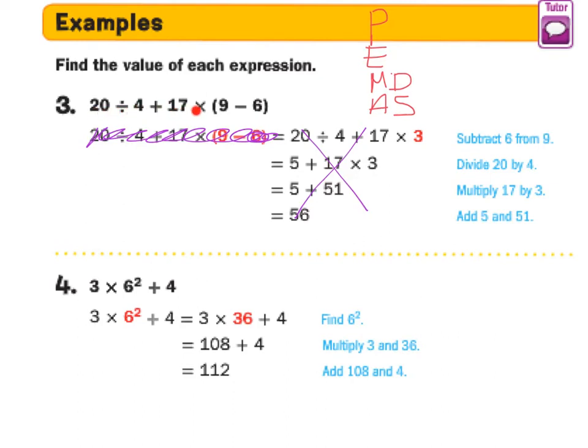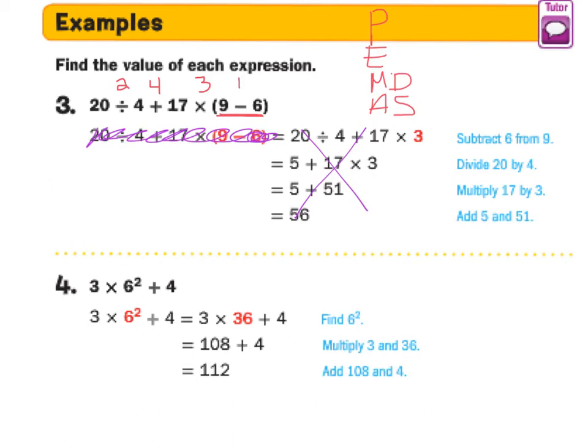So looking through here, I do have parentheses. So that's where I'm going to work first. Now going through it again, I do not see any exponents. Now I'm looking for multiplication and division, and I see division as well as multiplication. And the division is on the left, so I'm going to go with that first, and then I will do my multiplication, and then the addition will be fourth.